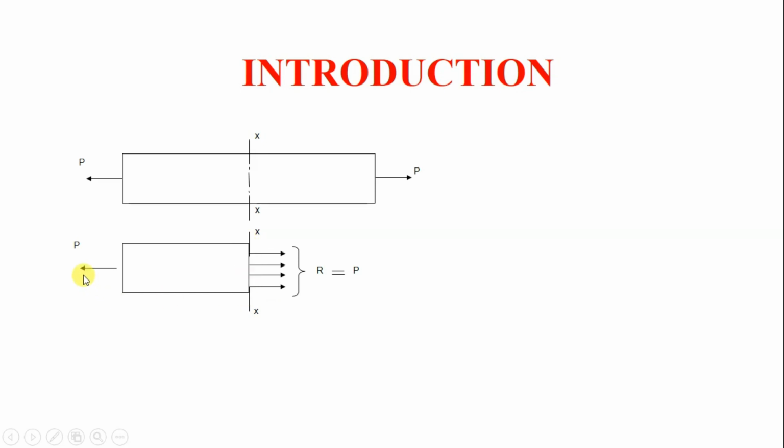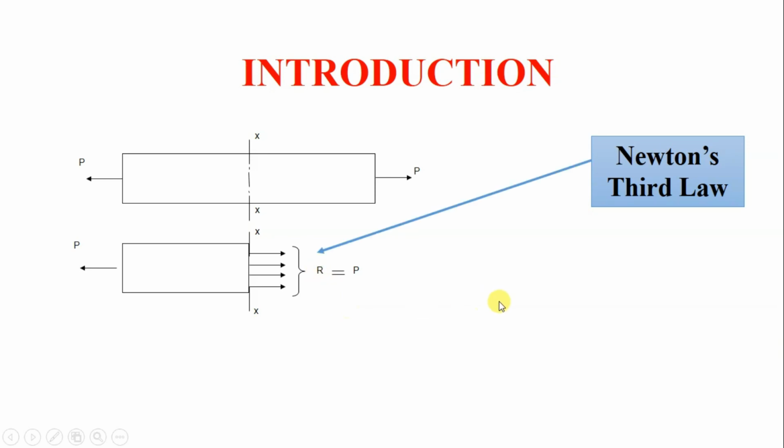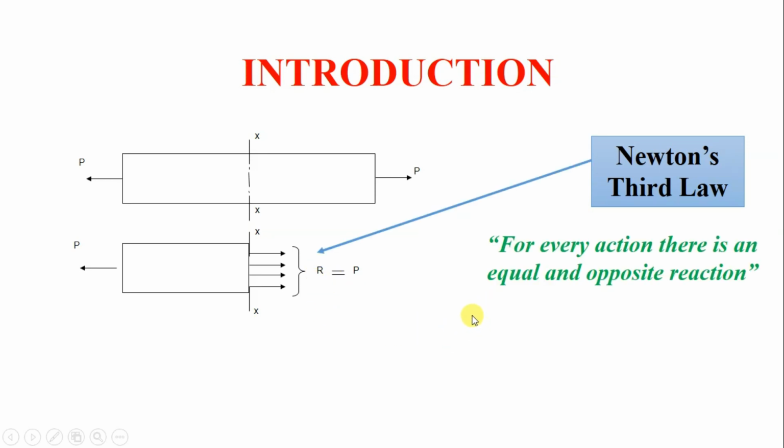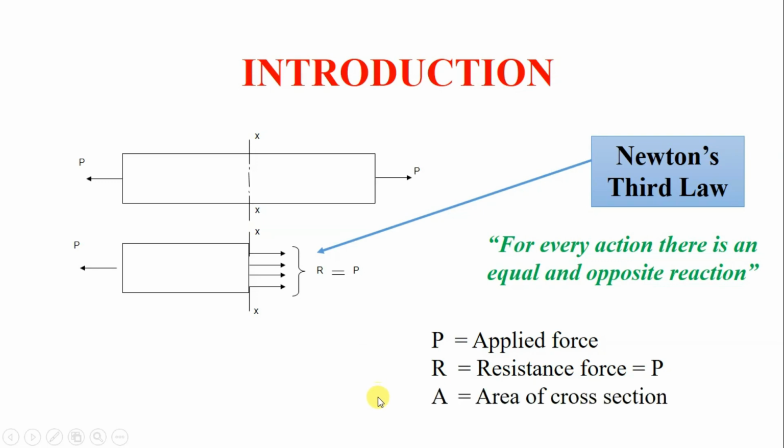What happens when a force is given to a body? There is a resisting force created inside the body that is shown in the second diagram. Here is where Newton's third law is applied. For every action there is an equal and opposite reaction. So for this force P, there is an equal and opposite reaction R. So here this R is equal to P. P is your given load, R is your resisting force, and A is your area of cross section.